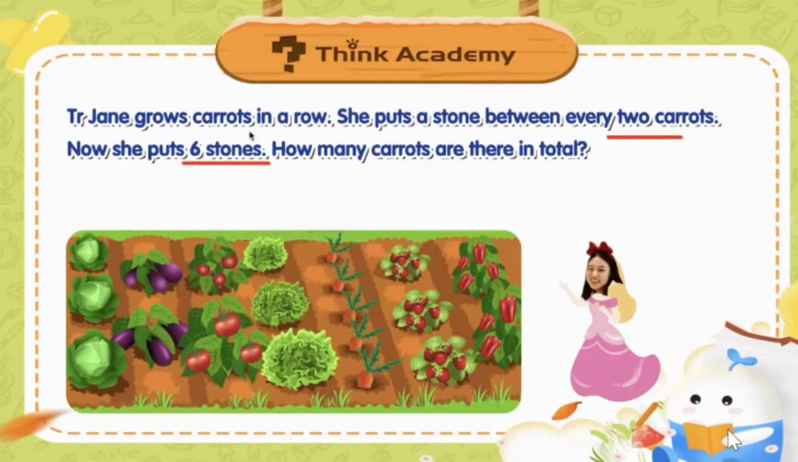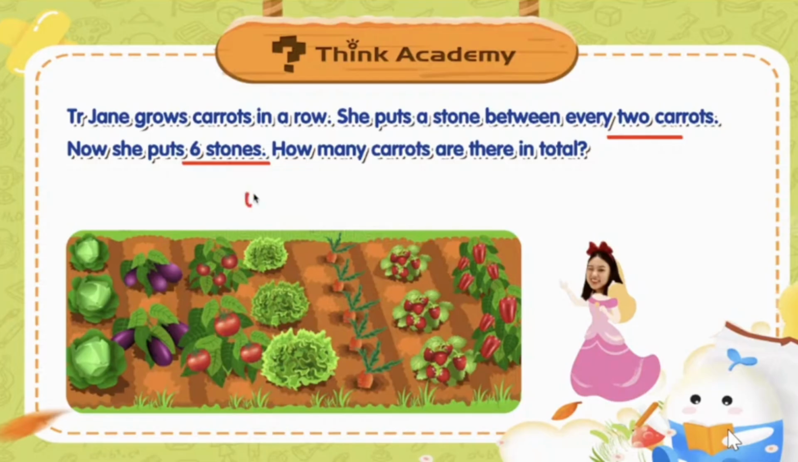So this time the stones are just like the cutting points, the intervals, the gaps between the 2 items, right? Okay, type in your chat box, what is your answer? A stone between every 2 carrots.